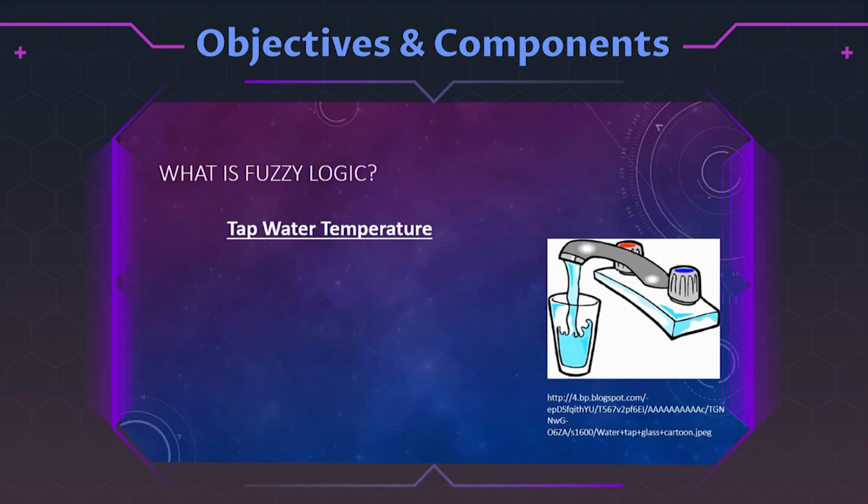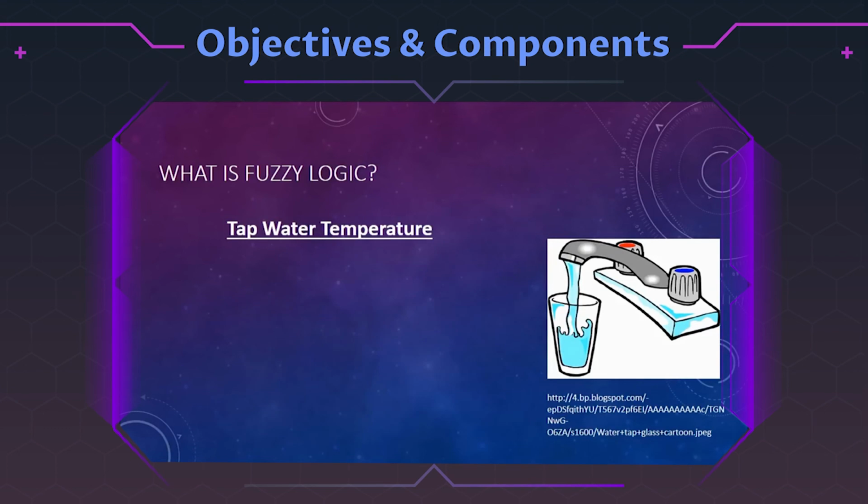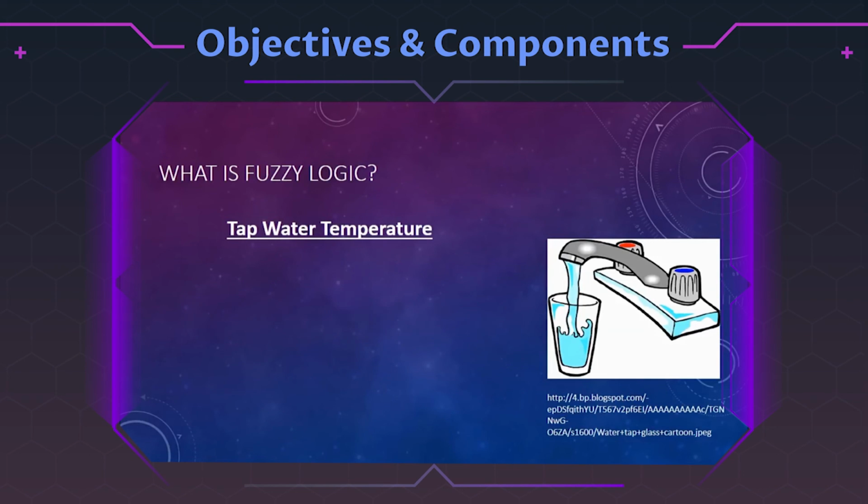So let's use tap water temperature as an example. In traditional logic, you would have this represented by either being hot or cold, representing 0 or 1 respectively. With fuzzy logic, you could have something like this, where you have a gradient from hot to cold. So you could have something that is lukewarm, very hot, slightly cold, etc., instead of just hot or cold.